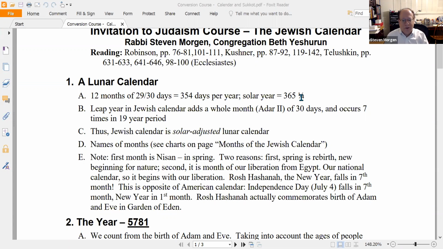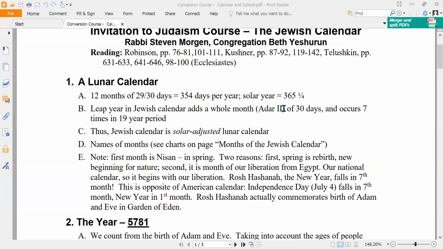Jewish tradition wanted to keep the calendar more or less aligned with the solar calendar, which meant we had to correct somehow to fill in those extra missing days. You with me so far? This is going to be a little bit of math, but we'll get through this.